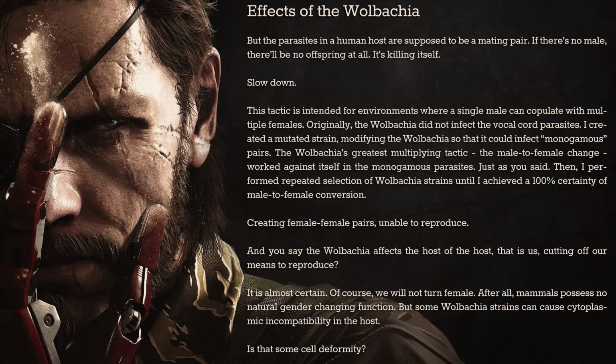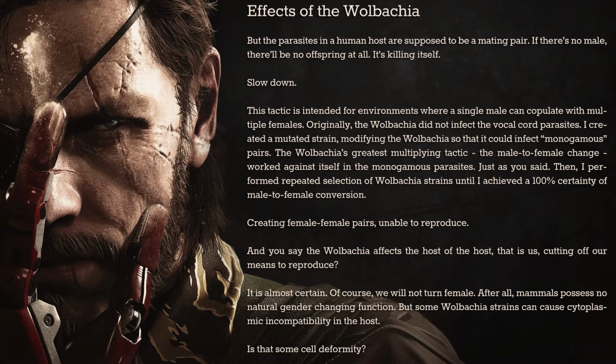But the parasites in a human host are supposed to be a mating pair. If there's no male, there'll be no offspring at all. It's killing itself. Slow down. This tactic is intended for environments where a single male can copulate with multiple females. Originally, the Wolbachia did not infect the vocal cord parasites. I created a mutated strain, modifying the Wolbachia so that it could infect monogamous pairs. The Wolbachia's greatest multiplying tactic, the male-to-female change, worked against itself in the monogamous parasites.